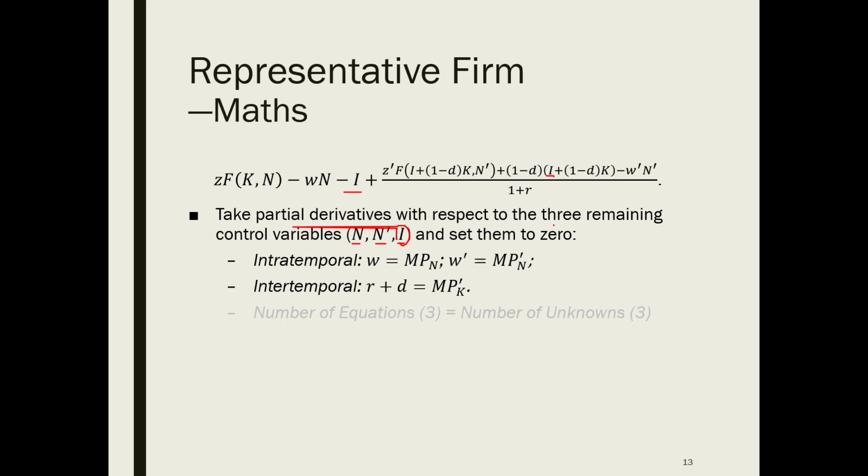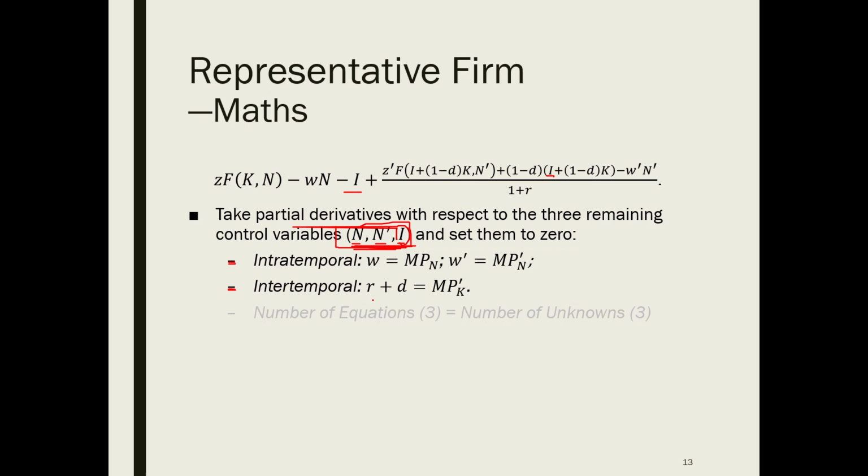Like all optimization problems, we take partial derivatives of the objective function with respect to the three endogenous control variables. Skipping the algebra, we have derived two sets of optimality conditions for the firm. The first is the intratemporal conditions describing the labor demand in both periods. The second is the intertemporal condition describing the capital demand. The intratemporal conditions are exactly the same as what we have derived in the static version of the RBC model.